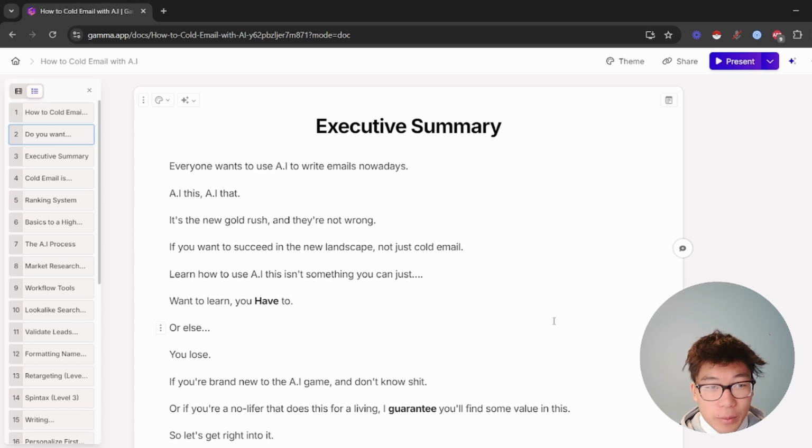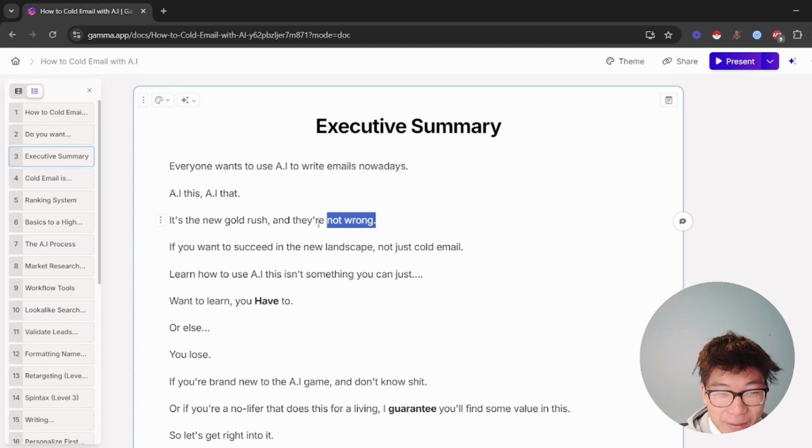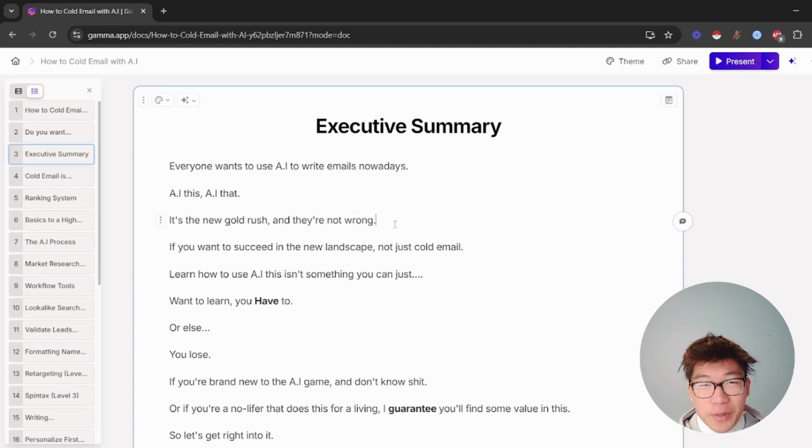So the executive summary. Everyone wants to write AI with cold emails nowadays. You want to marry the two. It's AI this, AI that. It's the new gold rush, and to be honest, they're not wrong. Obviously the people selling the shovels are making the most money. Cough cough, Nvidia, but generally it's the new gold rush.